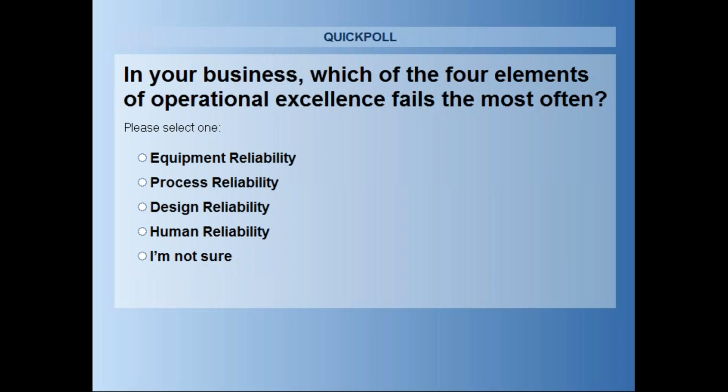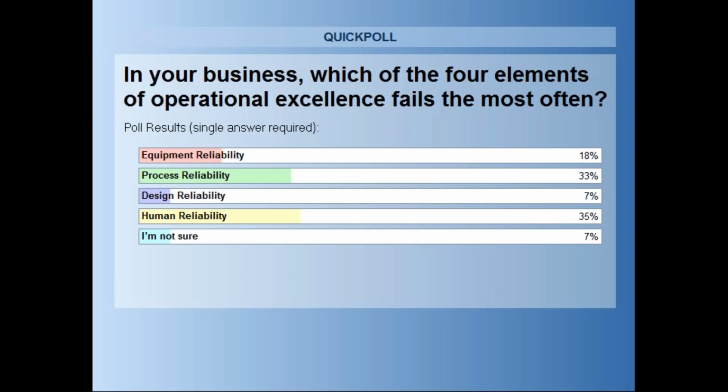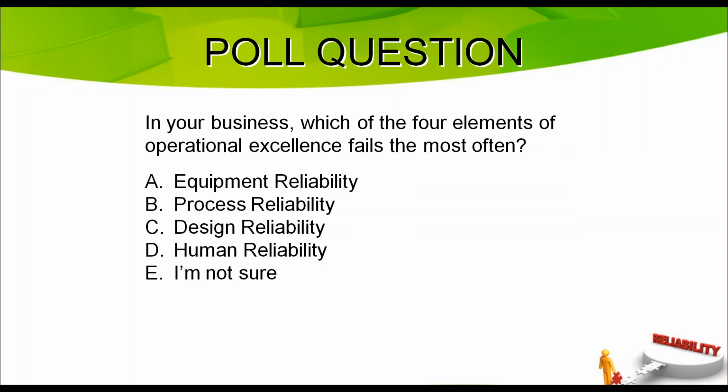All right, I'm going to leave things open for a few more seconds. Appreciate the votes. The polls will be closing shortly. All right, let me go ahead, Dan, and share this with you. So it looks like 18% of our listeners say it's equipment reliability. 33%, interesting, say process. 7% say design. 35%, the winner, is human reliability. And then 7%, I'm not sure. Back to you, Dan.